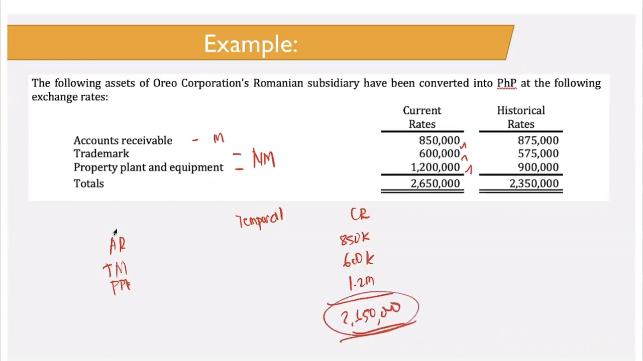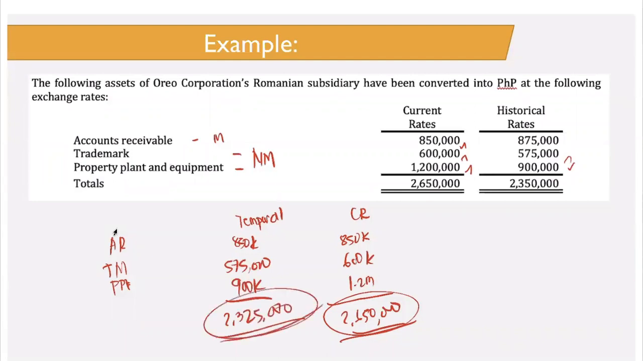2,650,000 pesos. While for temporal, for money, we use the closing rate, 850,000. And then for non-money, we use the historical rate, 575,000 and 900,000. So 850,000 plus 575,000 plus 900,000, we will get 2,325,000. Okay? So again, all are different between closing rate and temporal except for asset.